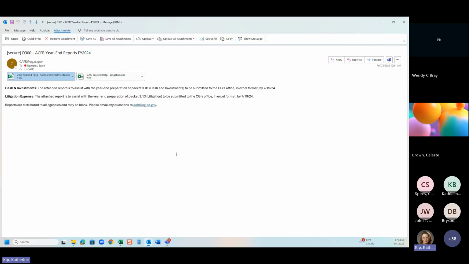Hopefully you can see this email screen right here, but this is D300, so Department of Administration, and it's going to include the balances that are held in cash, or I believe petty cash, and maybe a few other items as well. And this is going to be the basis for your agency cash reporting package. So this is D300, and I'll just show you what it looks like.